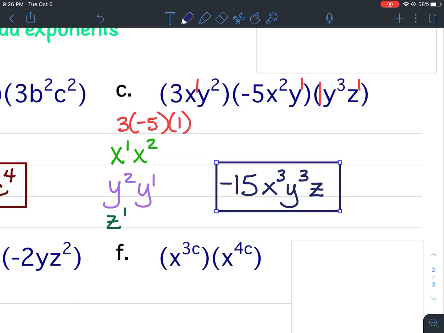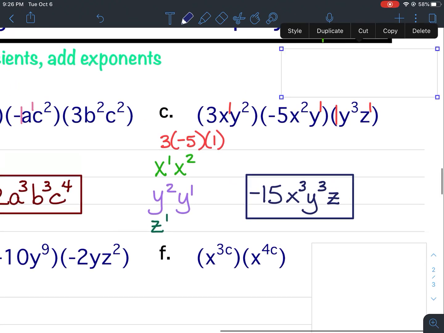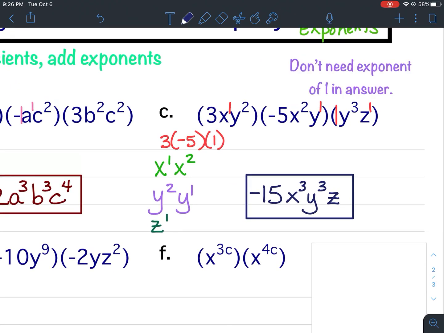In other words, for the final answer, if the exponent is 1, you don't actually write the 1. Again, you don't need an exponent of 1 in your answer. So take a moment, pause your video, and write that down.